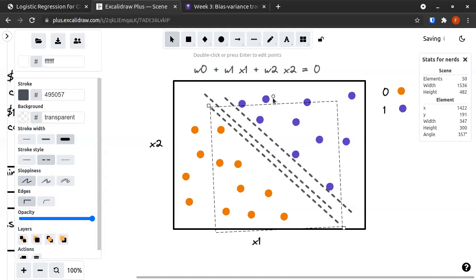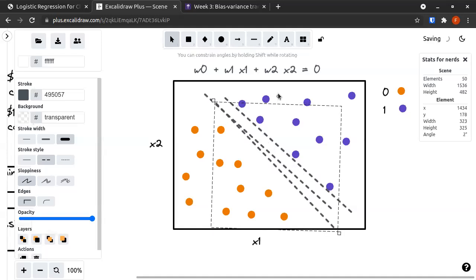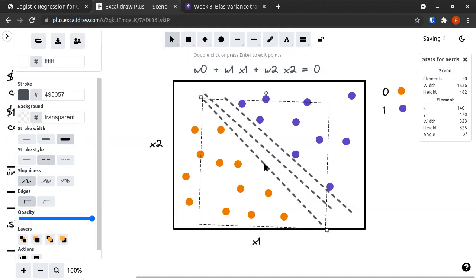Or maybe this one is better. So the first question is which hyperplane to pick. Someone says we pick the hyperplane that maximizes margin. Not necessarily. That's one way to do it, but it's not necessarily the way we're going to do it today. And then we also have the challenge of what if the data is not linearly separable? How do we pick the hyperplane then?